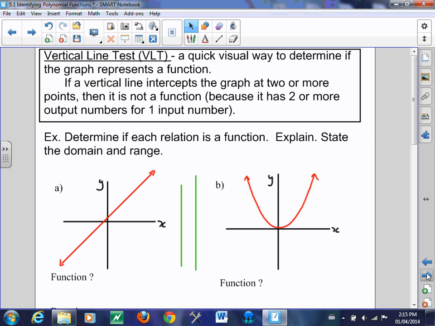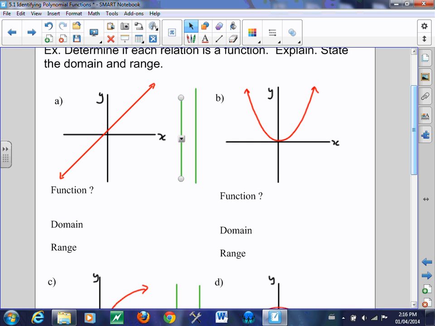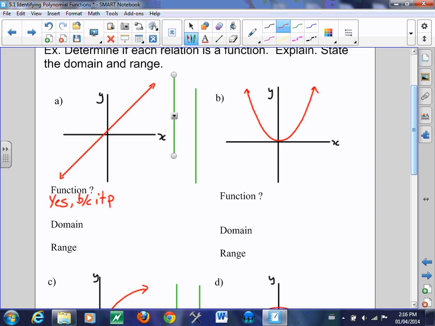So for this example, now we're dealing with graphs. Determine if each relation is a function. Explain and state your domain and range. So again, I'm going to take my vertical line tester, I'm going to move it right across, and as I go from left to right or right to left, doesn't matter, you will notice that each time the relation in red will touch my green line at only one point. So then you would say, yes, this is a function because it passes the VLT. And you can use that on the test for short form vertical line test.